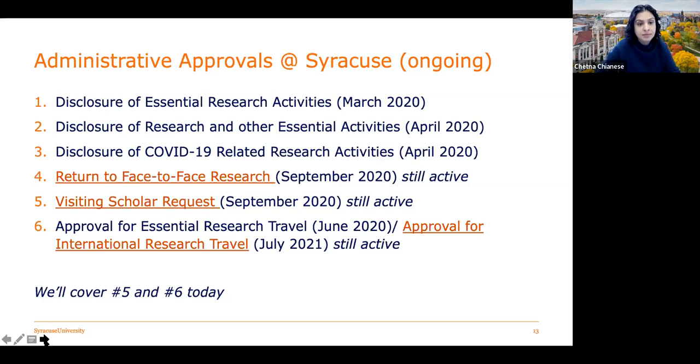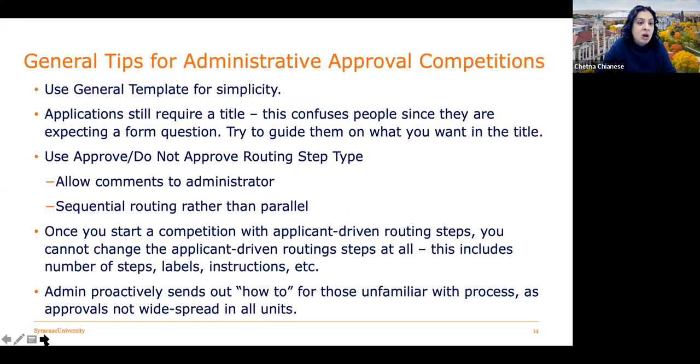Next slide. So, general tips on using administrative approvals. Use the general template for simplicity. We had never used the general template before, so we defaulted to using the funding opportunity template, and that was a mistake. There are too many access fields. It wasn't necessary, and there were items that confused people. The applications will still require a title, and that was confusing to people. So guide them on what you want in there.